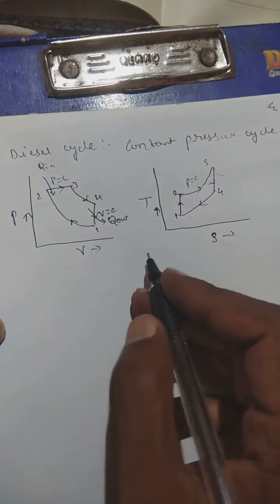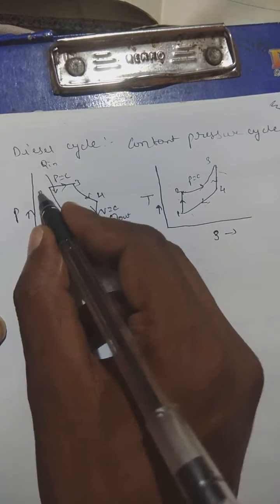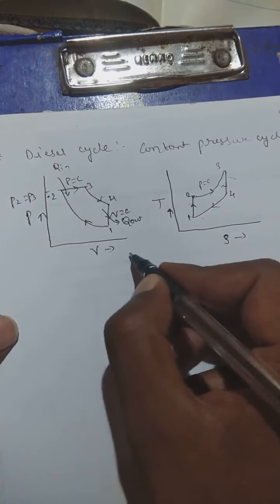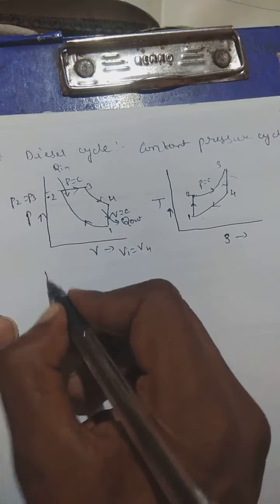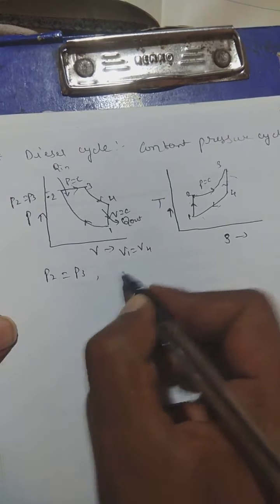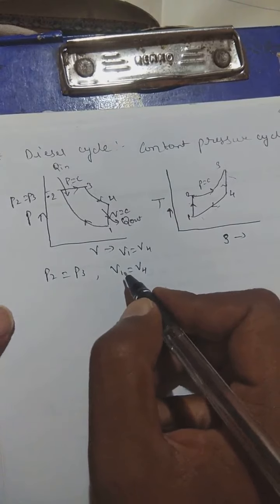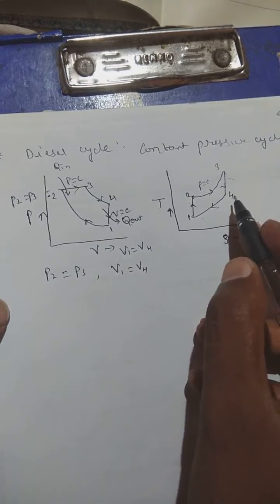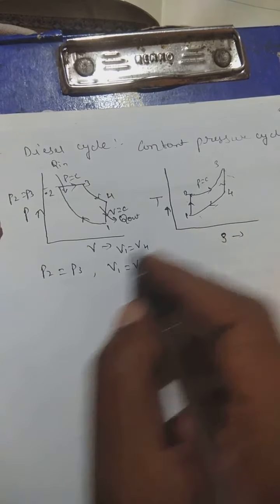You should give the direction of these processes. Here pressure, that is P2 is equal to P3, and the volume V1 is equal to V4. So remember these 2 points: P2 is equal to P3 and volume V1 is equal to V4. Okay. And here you can say entropy for 1 and 2 is the same, and for 3 and 4 is the same. Now first we shall derive the equations for work done.